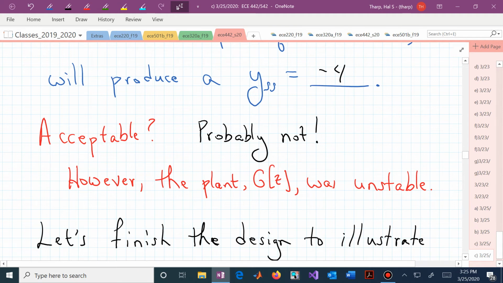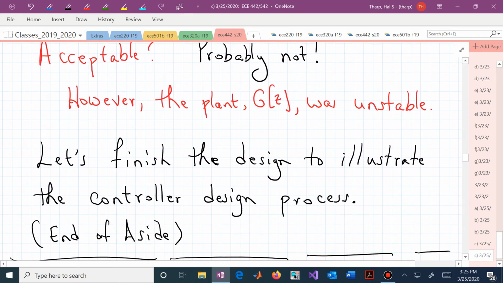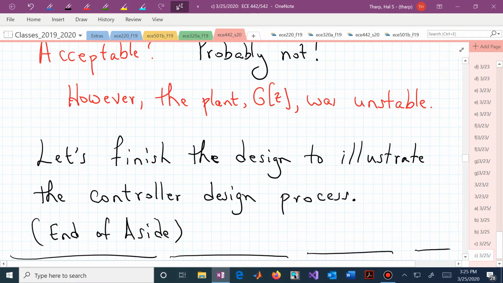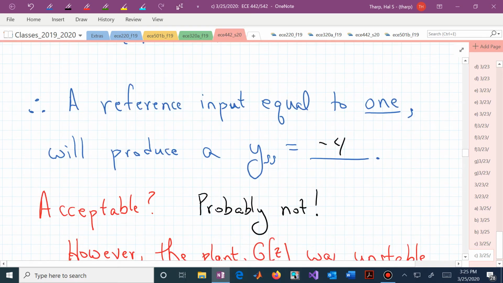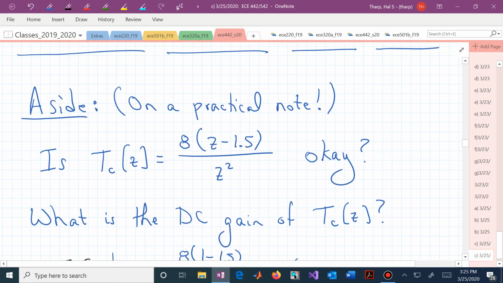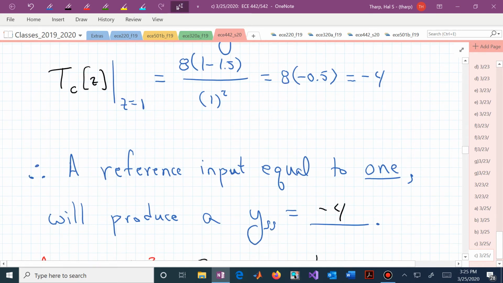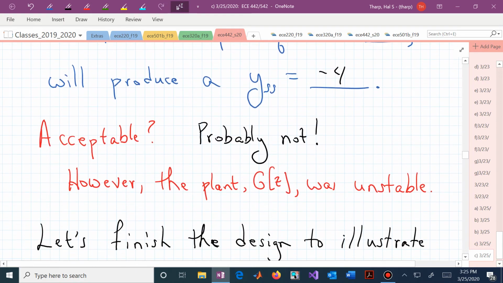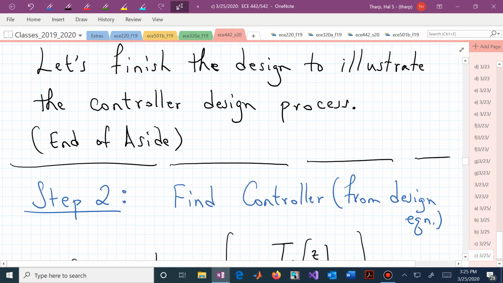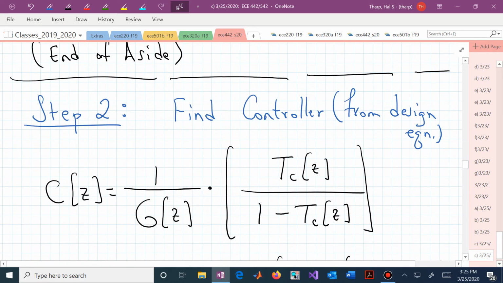But at least we're stable. We're staying at minus 4. Let's go ahead and finish up the design just to illustrate the controller design process. But so that's the end of the aside. But the aside was essentially, now that you've said alpha of z is a constant k, this is what we ended up with. And, well, maybe it's okay. Maybe not. But let's just see what the controller looks like.